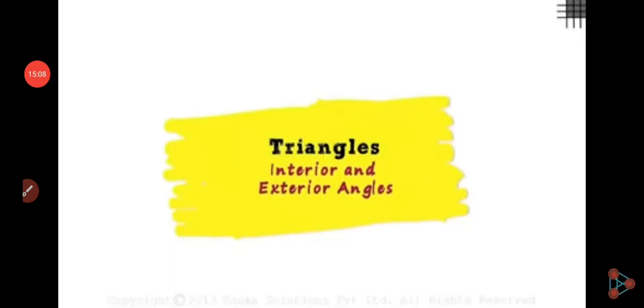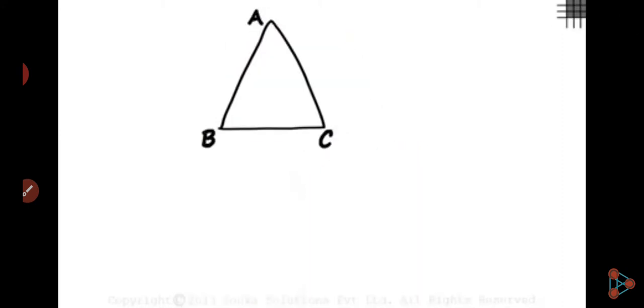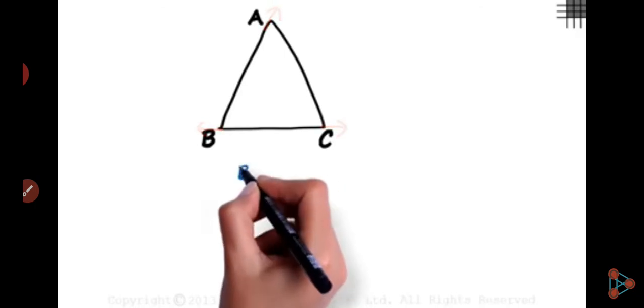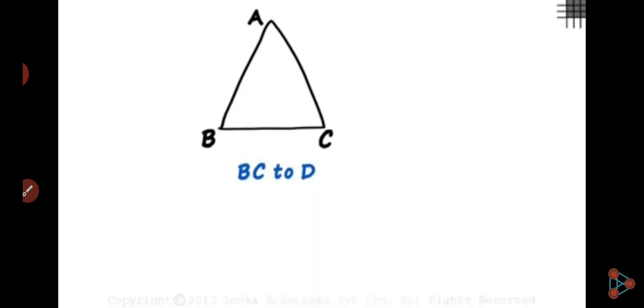Now, triangle interior and exterior angles. Okay, so see, this is a triangle ABC, and if I extend one side of a triangle, that is BC, or AB or CA, let's extend BC to D.